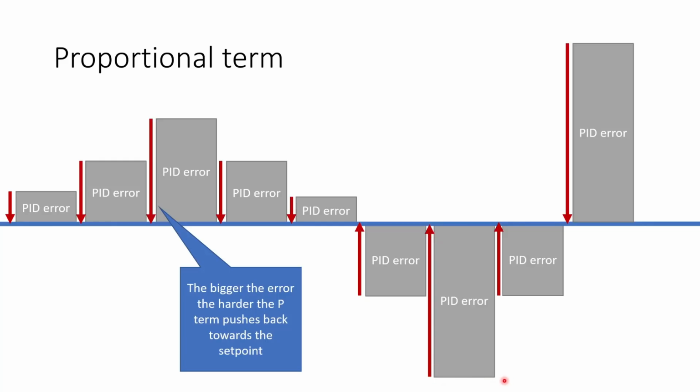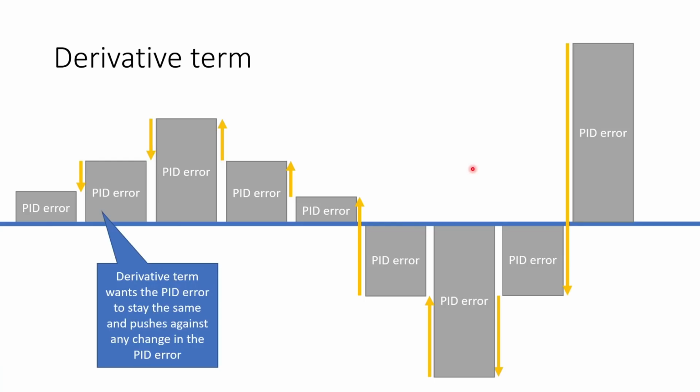And the bigger the PID error, the harder it pushes back. And so whatever size the PID error is, and whether it's positive or negative, that proportional term is just acting to try and reduce that PID error back towards that blue line, the 0 line. Now let's talk about the derivative term.